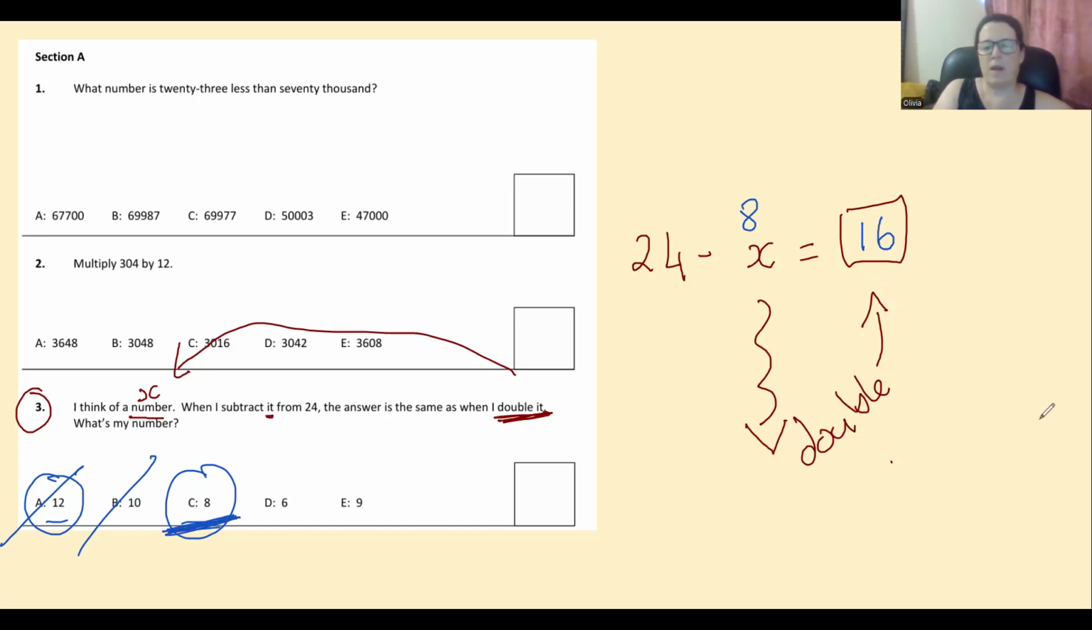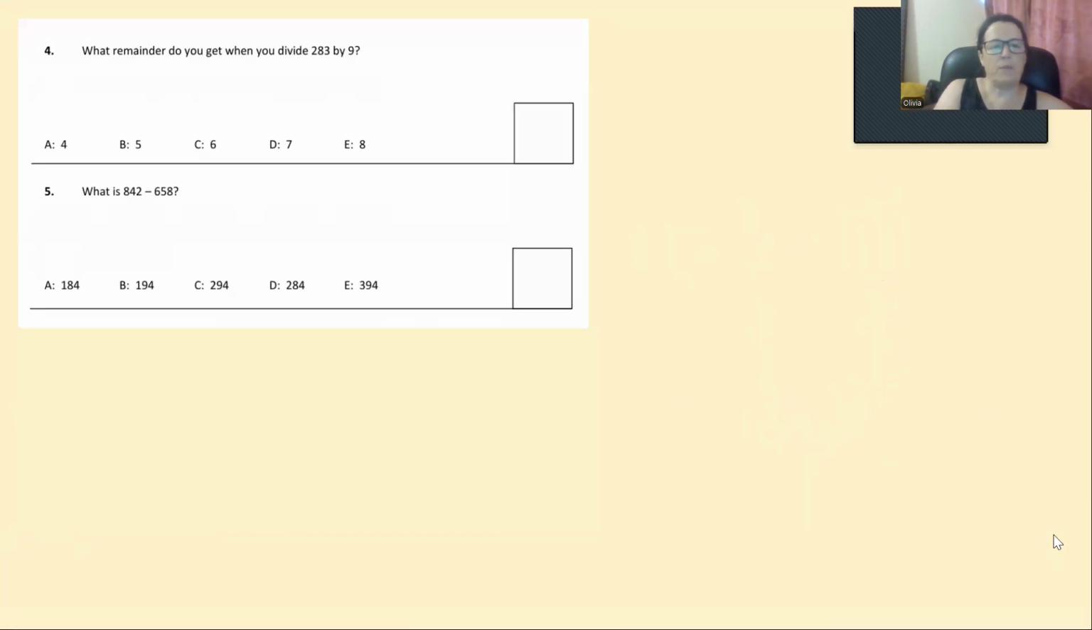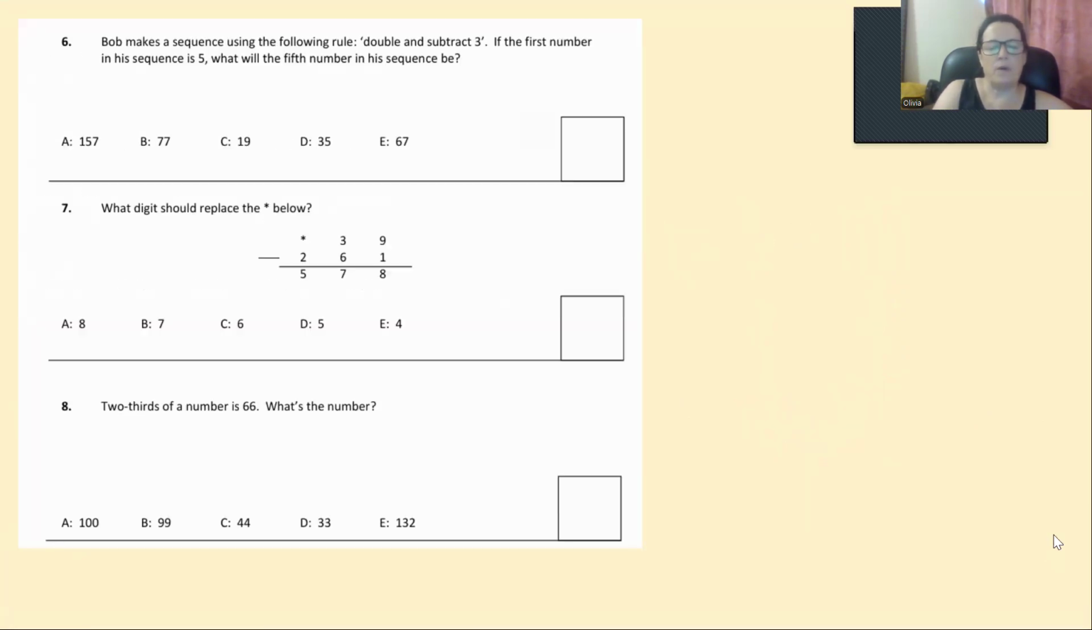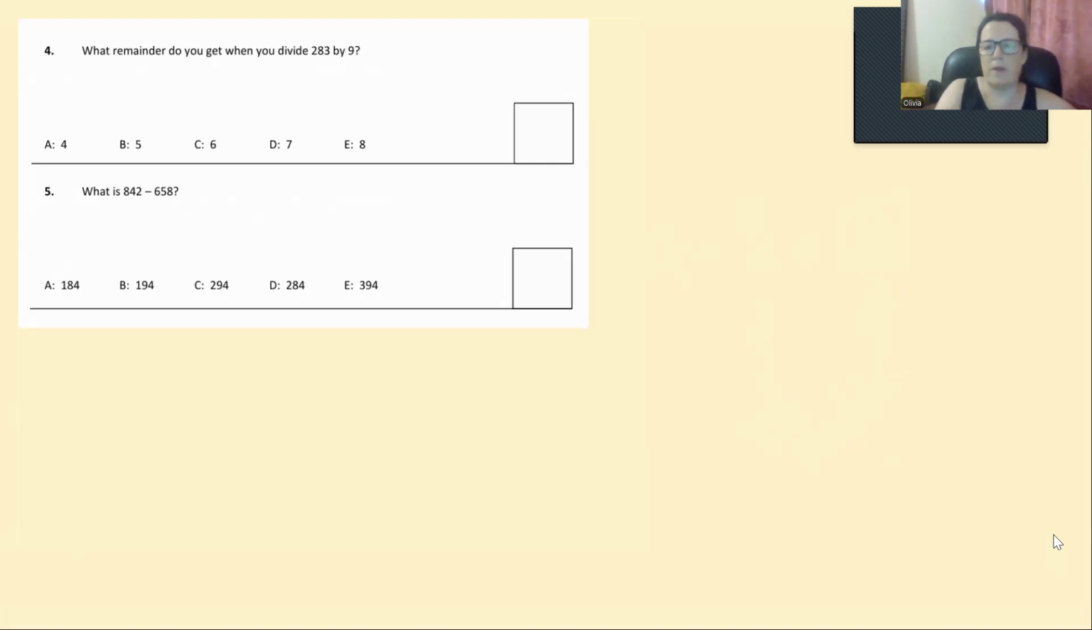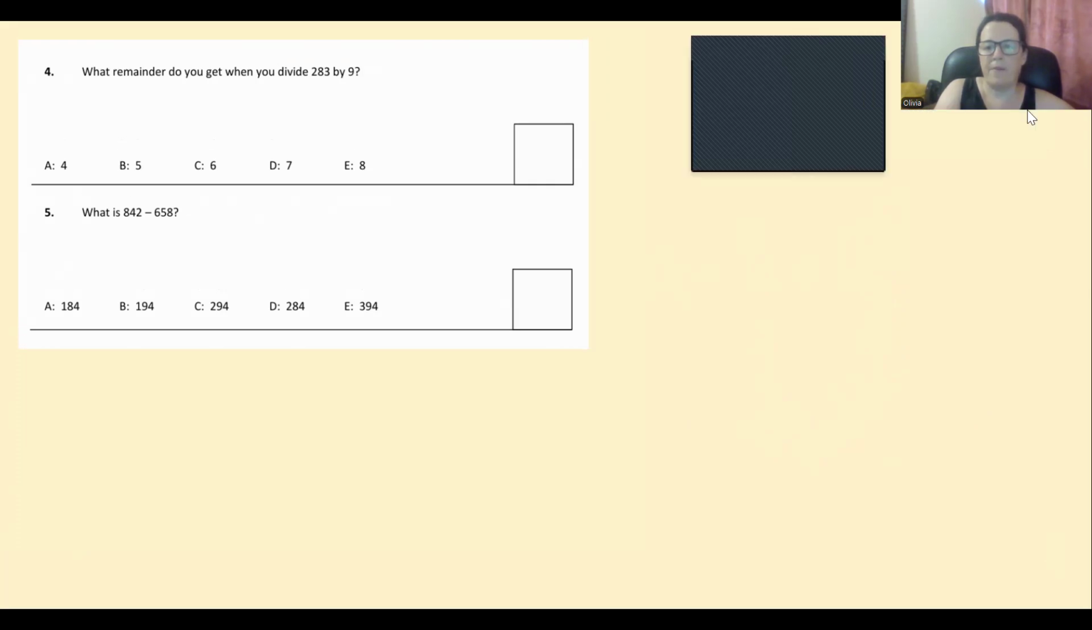Let's have a look at number 4. What remainder do you get when you divide? Oops, it's gone far ahead here. Where's my pen? My pen has disappeared here now, and I'm trying to get it back. So if you just, yes, here it is.